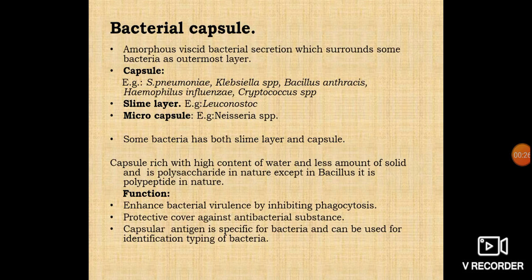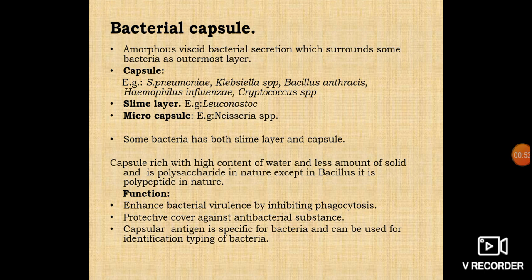In the beginning I am going to discuss the bacterial capsule. So what is a bacterial capsule? Some bacteria produce a jelly-like, viscous layer surrounding the cell wall, that is called the bacterial capsule. When it gives a proper shape, or is in an organized form around the cell wall, then it is called the bacterial capsule.